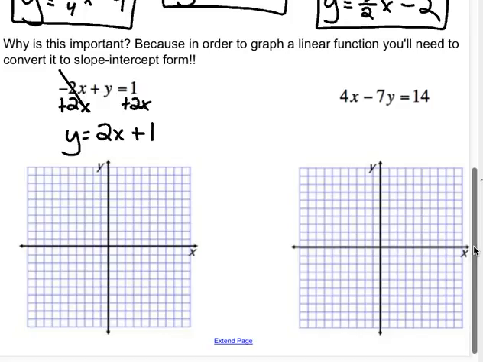I know that I start at my y-intercept of 1. I know I have a slope of 2 over 1. So I go up 2 over 1, and then I can even continue it down in this direction, so I can, as accurately as possible, sketch my line.